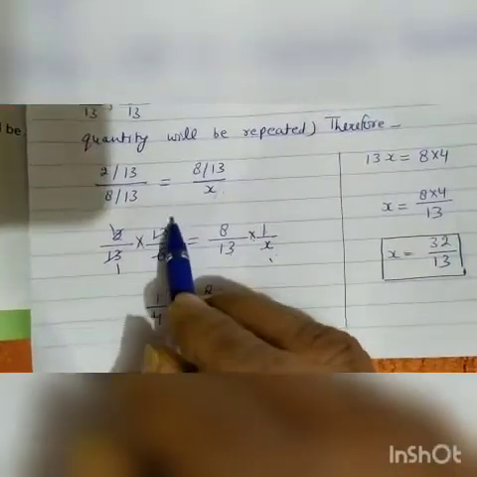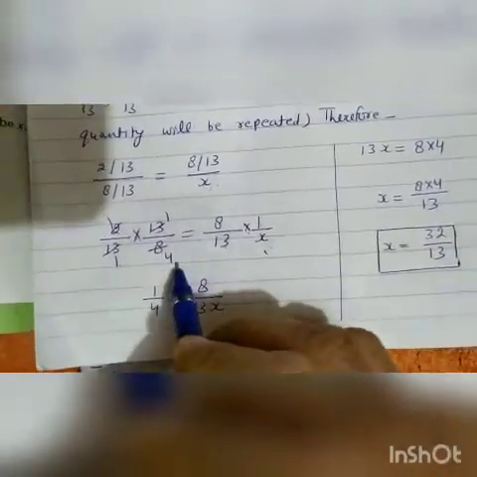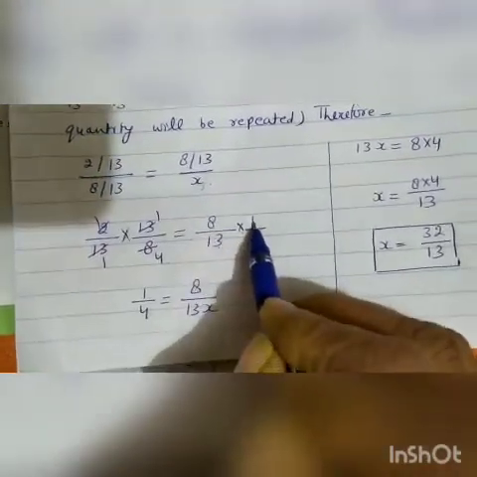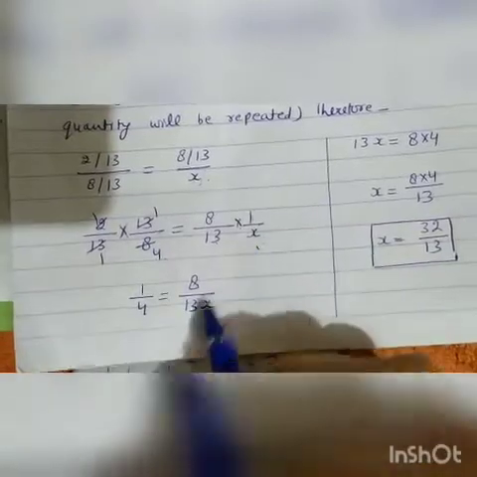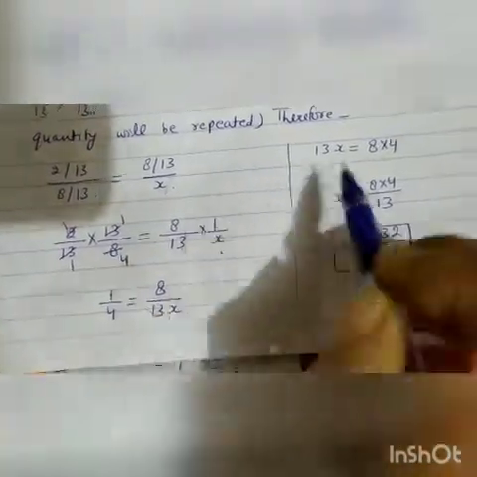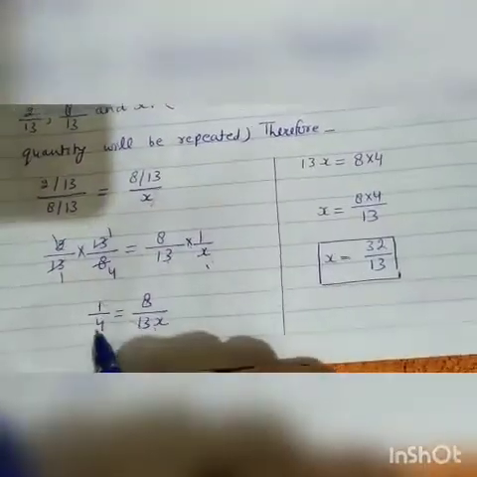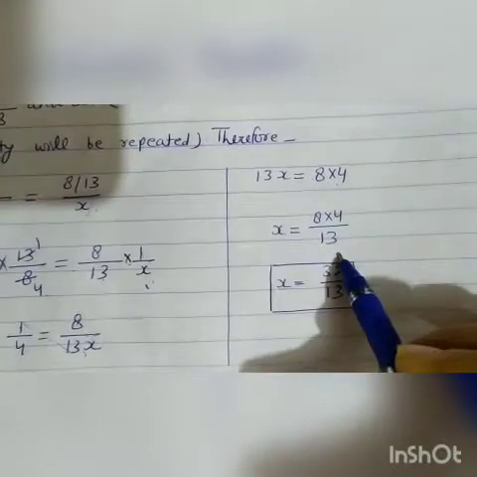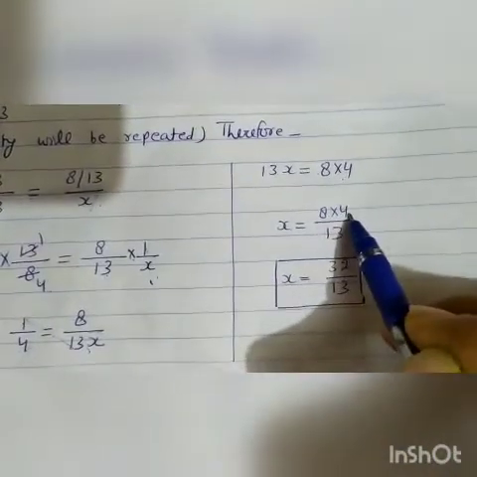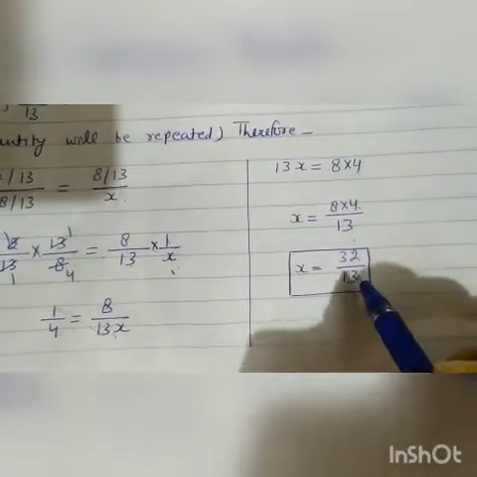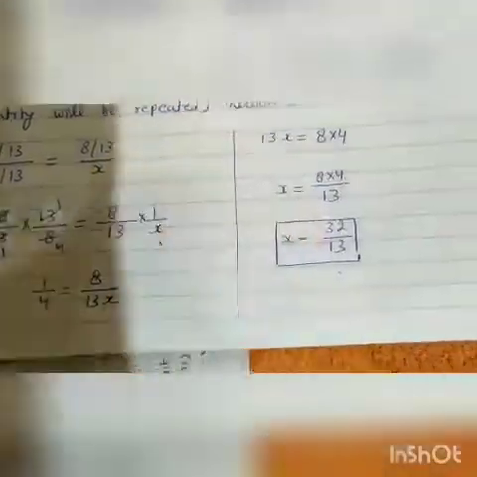13 ones are 13, 13 ones are 13, 2 ones are 2, 2 fours are 8. It is 1 upon 4 equal 8 ones are 8 upon 13 multiply x, 13x. Now again by cross multiplication, 13x is equal 8 multiplied by 4. Then x is equal 8 multiplied 4 upon 13. x is equal 8 fours are 32 upon 13. So the third proportional will be 32 upon 13.